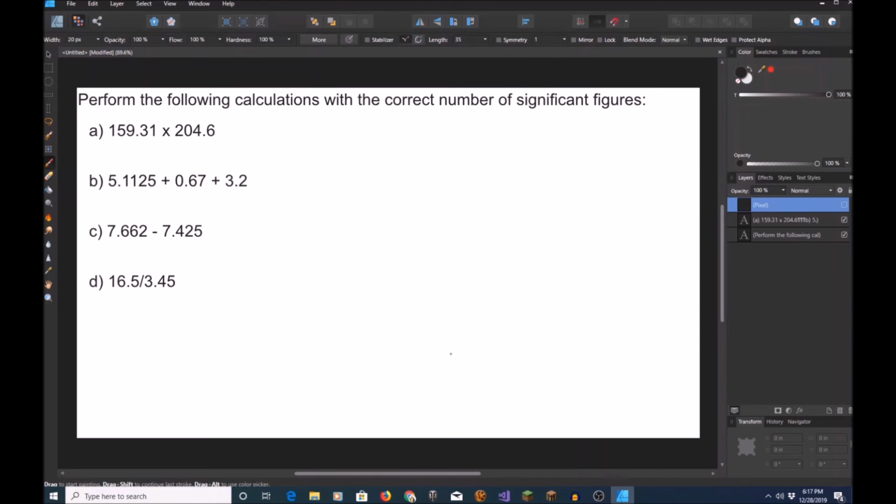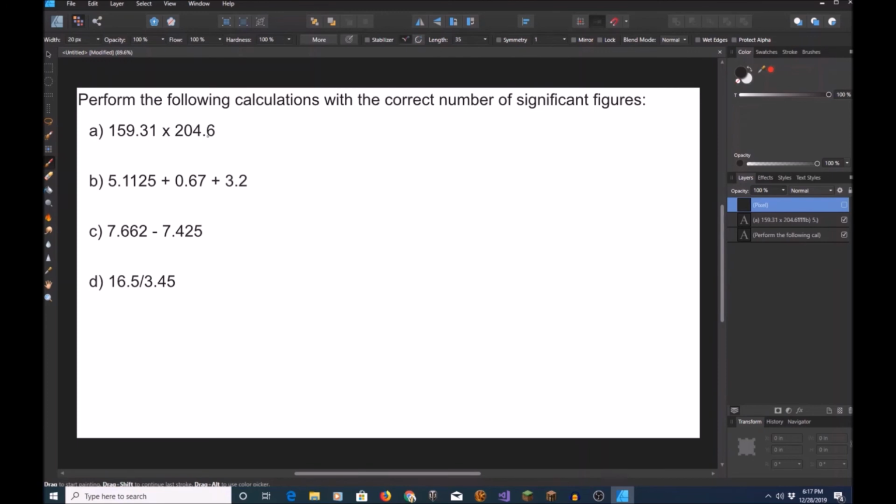Now the important thing to remember here is what you do with sig figs when you multiply and divide versus what you do with sig figs when you add and subtract. When you multiply and divide, you take the least amount of sig figs there are in any given term you're given, term being just one of these sets of numbers, I suppose you could call them. So for example, 159.31 has 5 sig figs and 204.6 has 4 sig figs. So we take the least amount of sig figs in a number, which is 4, and that's how many sig figs our final answer is going to have.